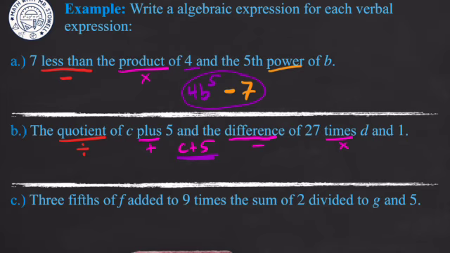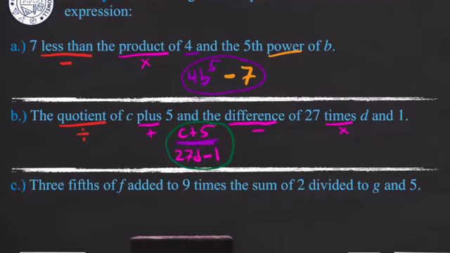And the difference of 27 times D and 1. Difference is subtraction. We have 27 times D, so let's put that on the bottom, 27 times D. And we are doing the difference of this and this other number. So we go 27D minus 1. That is the answer to that expression, written as an algebraic expression instead of a verbal expression.